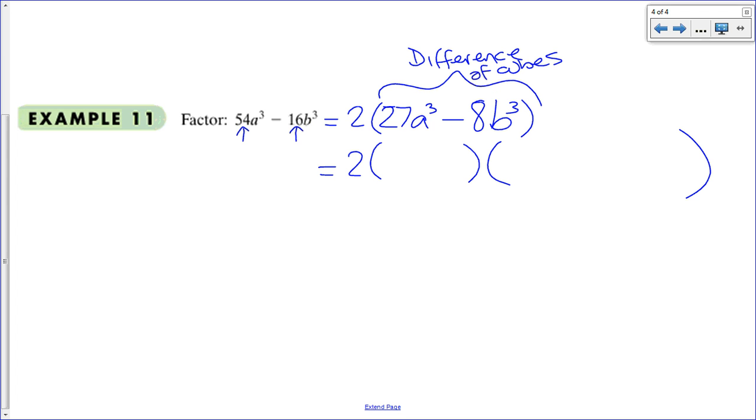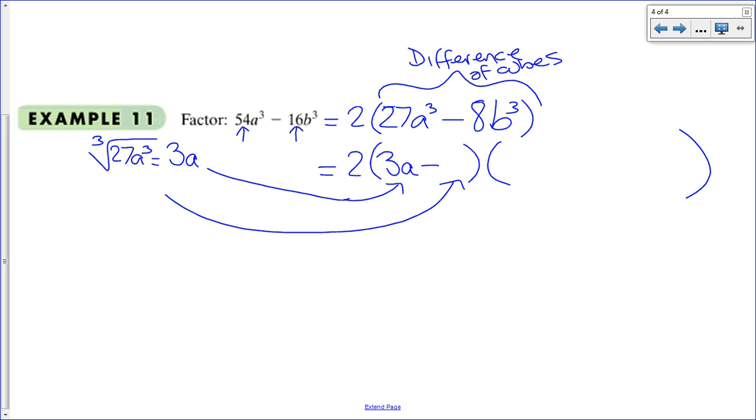So what we need to do first is the term that will go here is going to come from taking the cube root of 27a to the third power. And so that would be 3a. And then we need a minus. And the term that will go there will come from taking the cube root of 8b to the third power. And so that's going to be 2b.